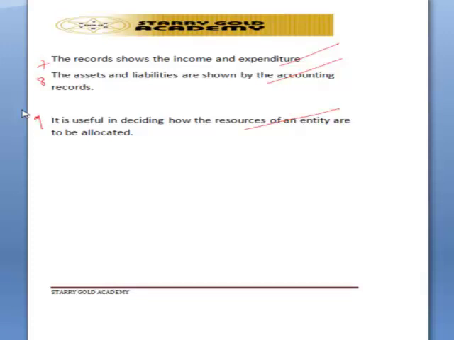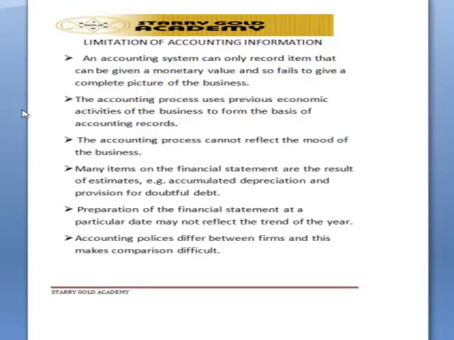Okay, having considered the importance of financial accounting information, it is necessary we look at the limiting factors, the limitations to accounting information. There are certain limitations to accounting information. So let's look at that. Despite the usefulness of accounting information, there are some limitations of this accounting information.